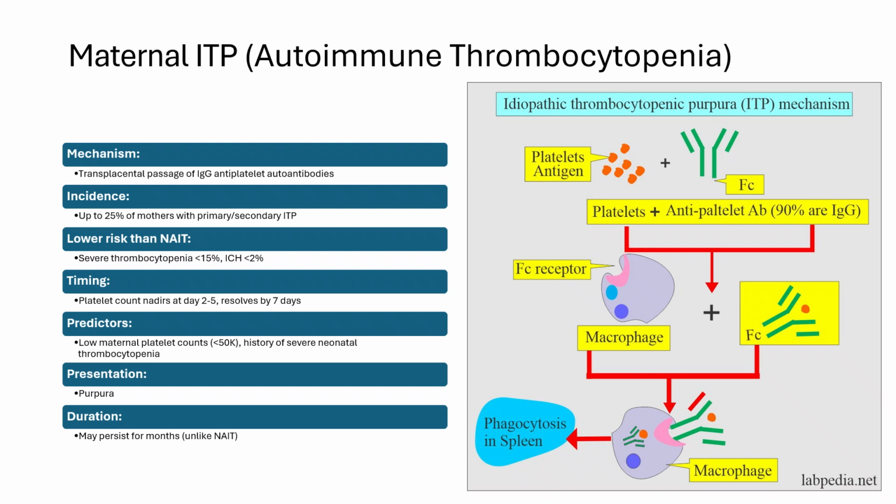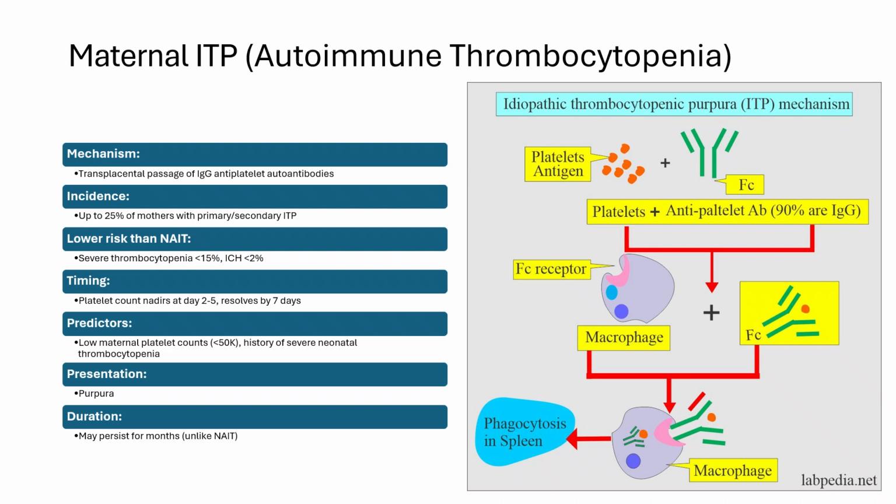Unlike NAIT, where antibodies target specific paternal platelet antigens foreign to the mother, maternal ITP involves autoantibodies directed against the mother's own platelet antigens. These same autoantibodies cross the placenta and attack fetal platelets, which share the same antigens as maternal platelets. The incidence affects up to 25% of mothers with primary or secondary ITP during pregnancy.